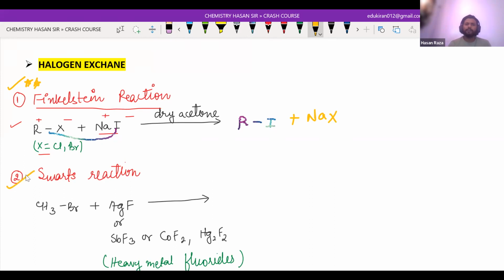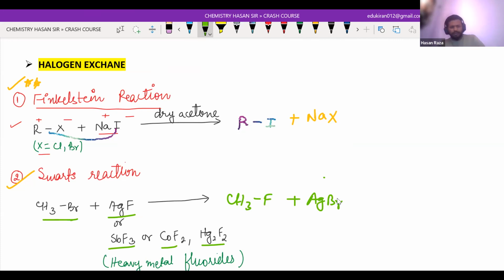And the next reaction is the Swarts reaction, which is especially for the preparation of alkyl fluoride. So you can see this is your CH3Br, and with this we can use either AgF, SbF3, CoF2, Hg2F2, heavy metal fluoride. Then you will get CH3F along with AgBr.